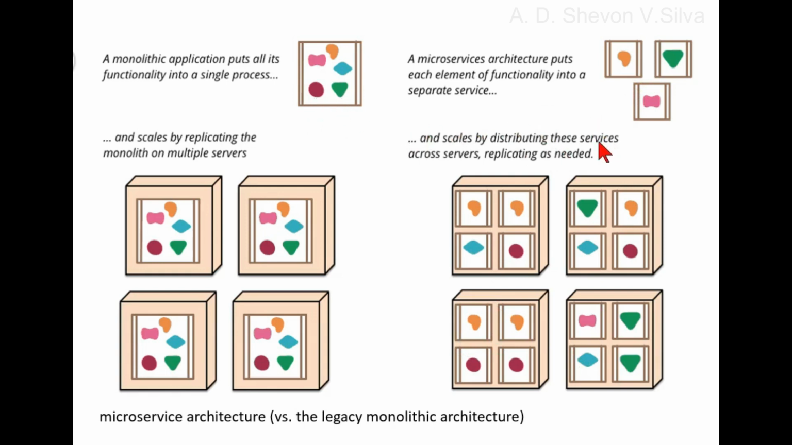Microservice architecture is an approach to developing a software application as a series of small services, each running autonomously and communicating with each other, for example, through HTTP requests to their APIs.